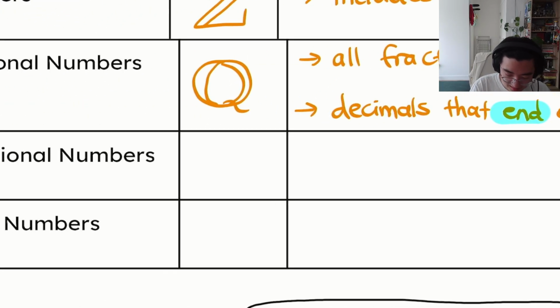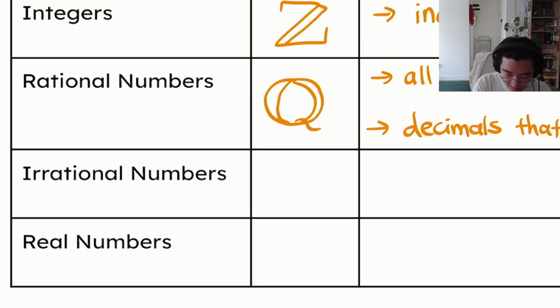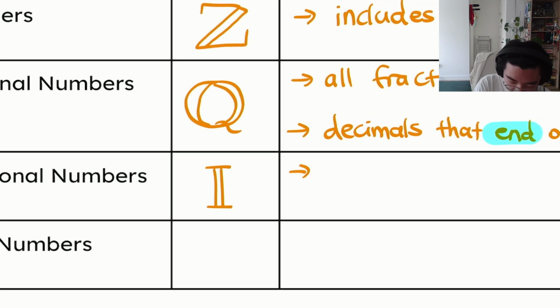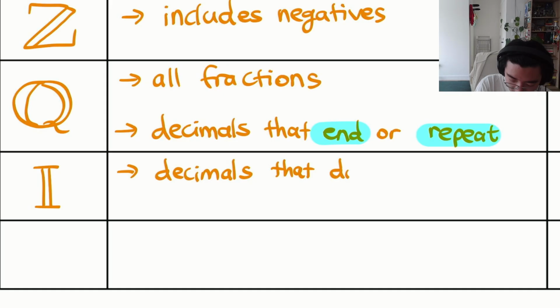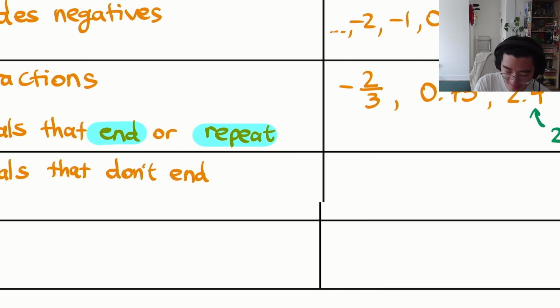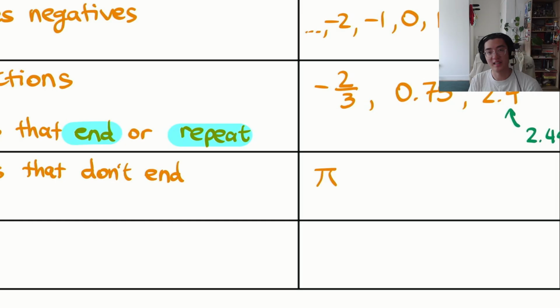Okay, how about irrational numbers? This is where we save the I for. Irrational numbers are decimals that don't end. They're pretty much like the everything else. So decimals that don't end. For example, pi. Pi is 3.14159, blah blah blah blah. That goes on forever.